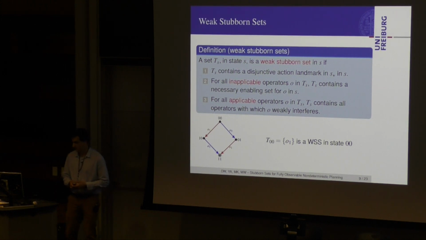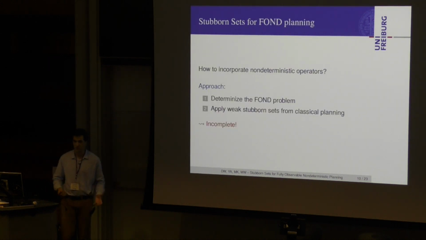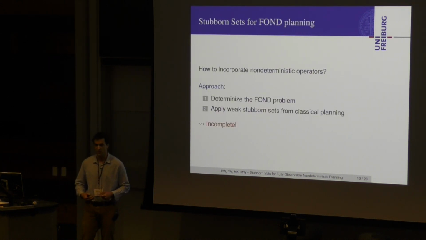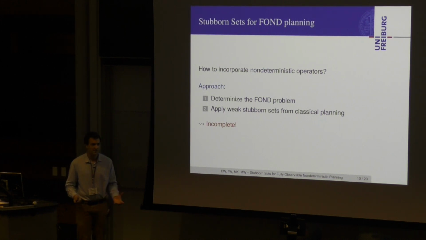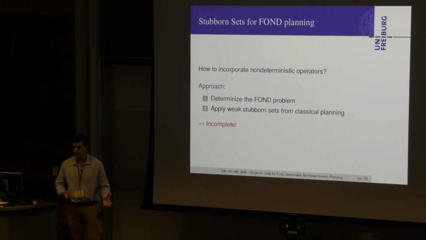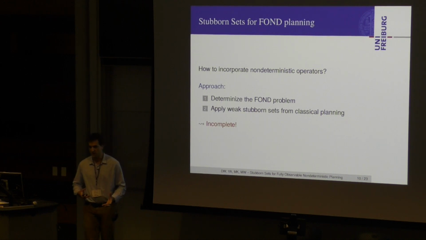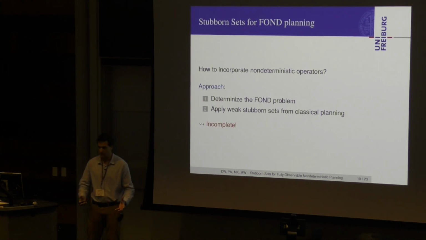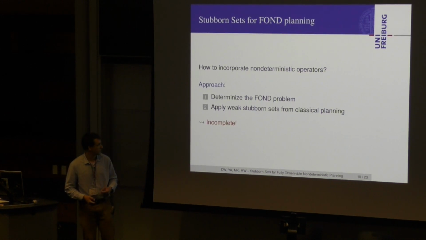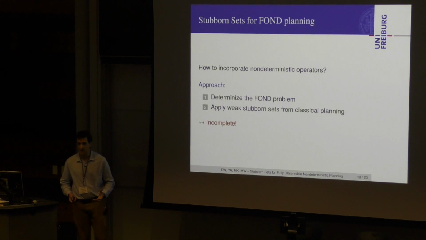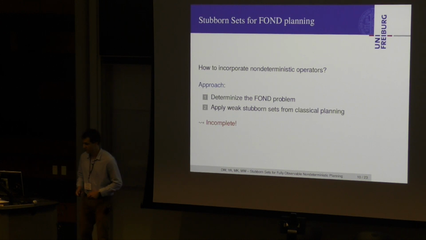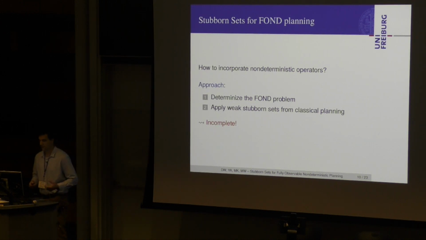All right. So far, this was only in the deterministic world. So this was about what's done in optimal planning, slightly generalized. But now comes the question: how can we actually adapt that to the non-deterministic setting? How can we do that in FOND planning? The first idea would be to determinize the FOND planning problem. Then we only have deterministic operators, and we can just apply the weak stubborn set formalism we have seen on the last slide. But that idea turns out to be incomplete. So that will not preserve our plans.